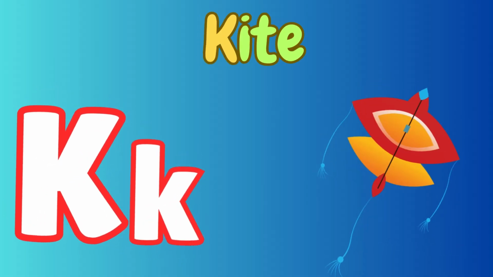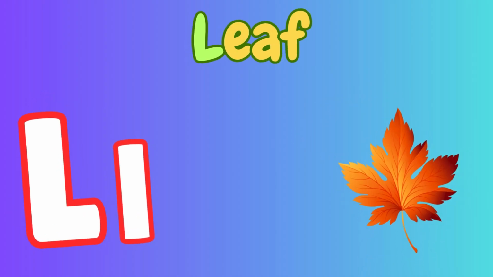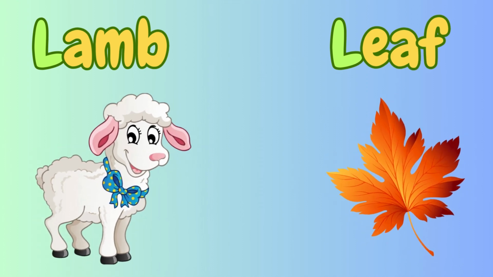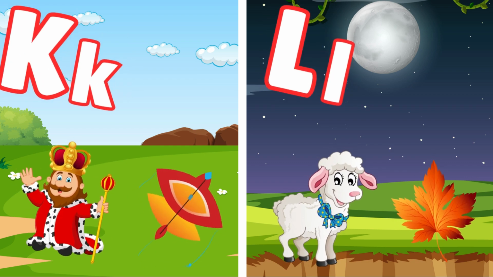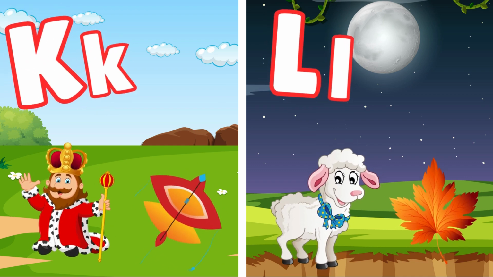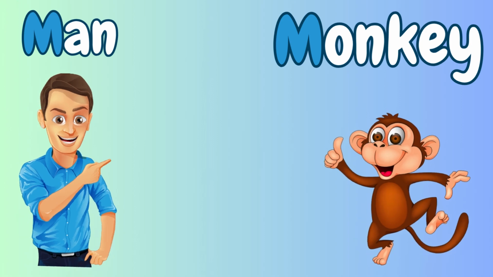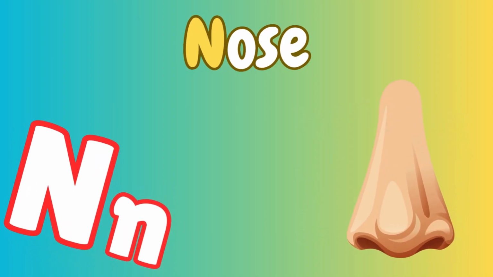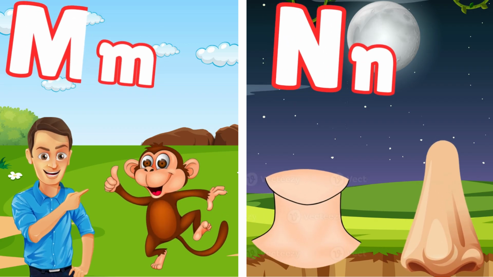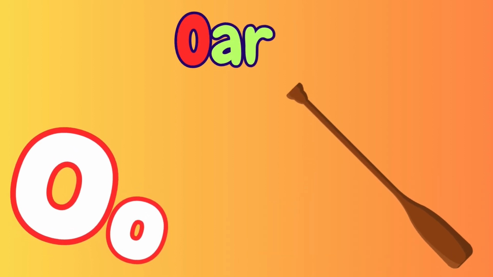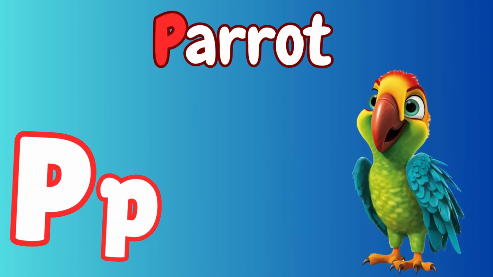K for king and K for kite. L for lamb, L for leaf, L. M for man, M for monkey. N for neck, N for nose, N. O for ocean, O for oar, O. P for plum, P for parrot, P.